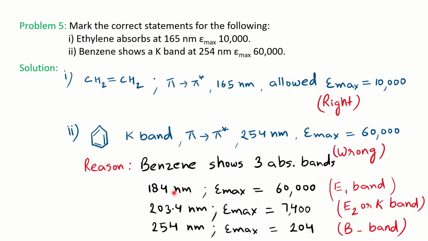So you have to learn the acetone and benzene spectra, because most of the problems come from these two molecules, mostly for either BSc or MSc students. So you can learn it. And majorly for students who are preparing for CSIR and GATE, it is quite helpful to solve the problems.